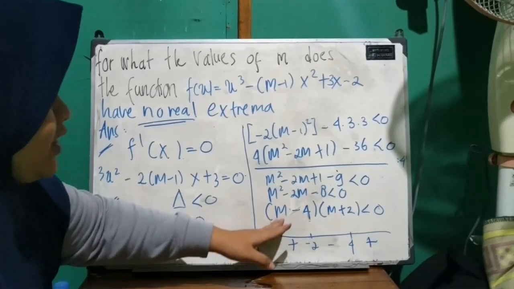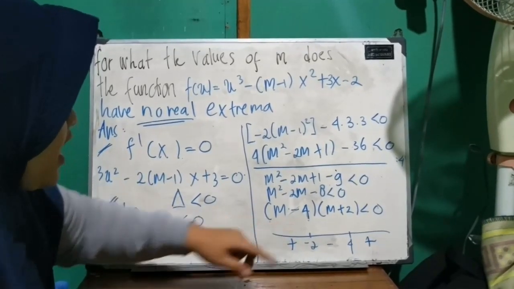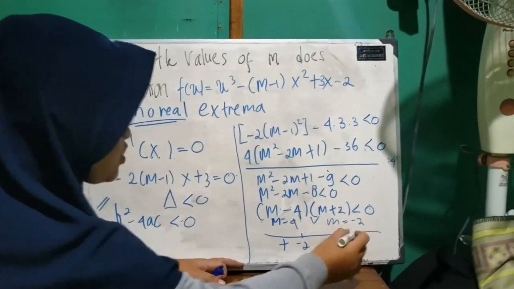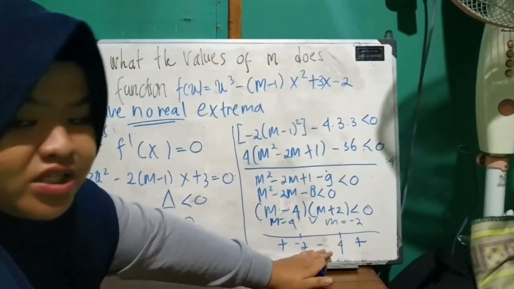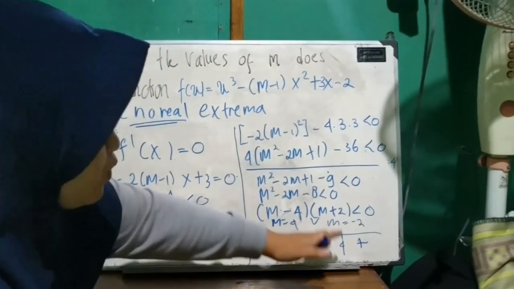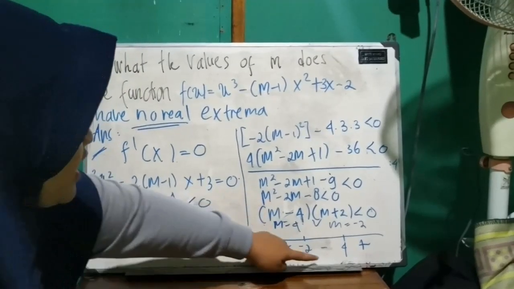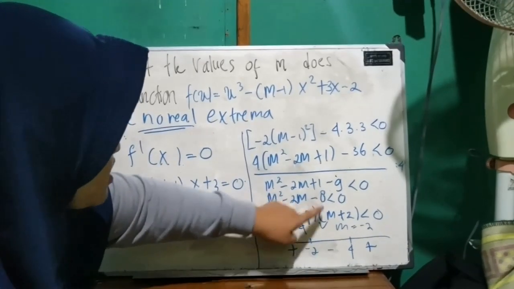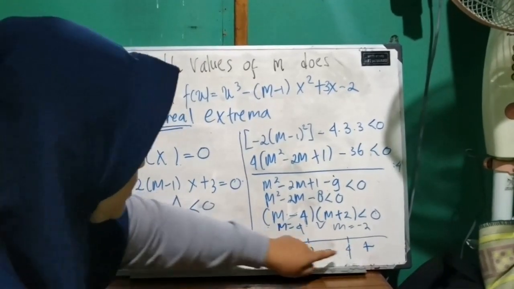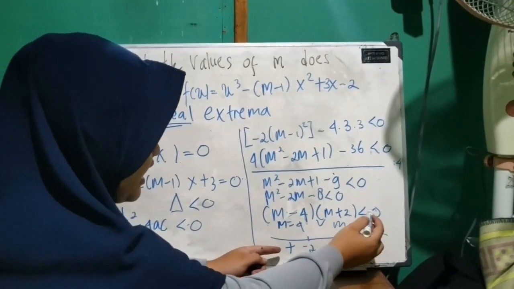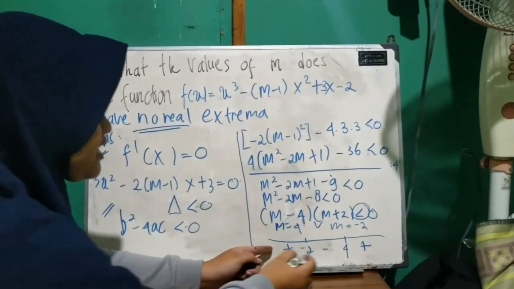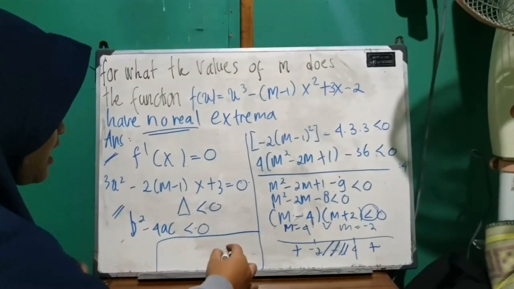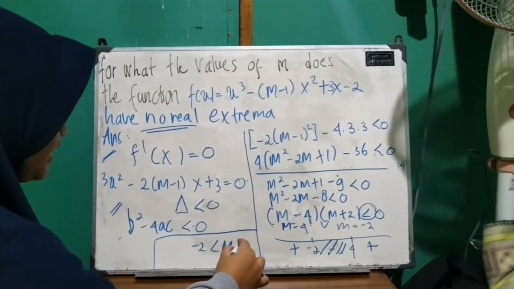So you need to solve the quadratic. It will be m equals 4 or m equals minus 2. So we put minus 2 and 4 on the number line, and then you just take another number and substitute it. Let's say I took 0. Put 0 in here, and the sign is minus. So this one is minus, and the other sides are positive. Because they talk about no real extrema, it is less than 0, so this area we will take. So it should be m more than minus 2 but less than 4.